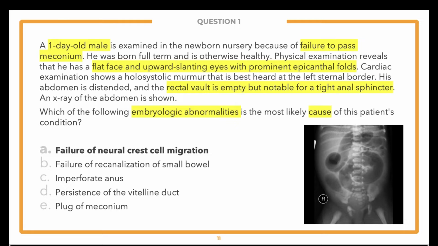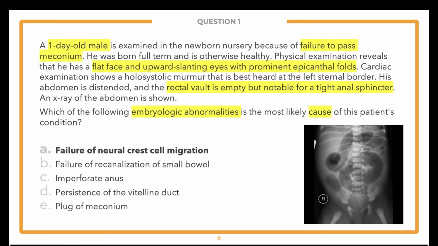So failure to pass meconium is a common finding, and we've got to be able to recognize that. Meconium is the first stool that the baby makes, and the physical exam here, the flat face, upward slanting eyes, prominent epicanthal folds, that is a buzzword for Down syndrome. They're trying to describe a baby with Down syndrome. They may do the same thing when describing older patients, and you just got to recognize that sentence means Down syndrome.